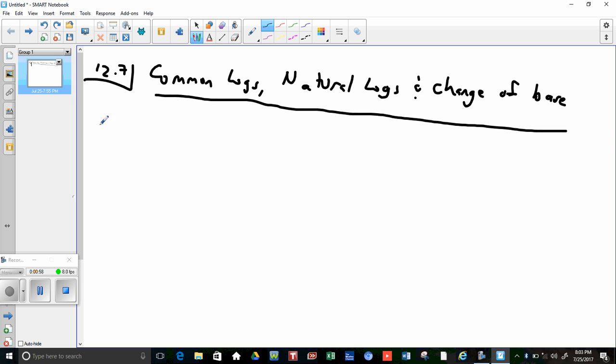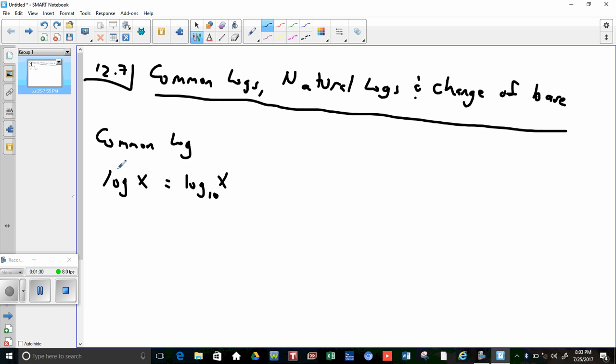Okay, so what is a common log? A common log is a log which has a base of 10. So if you just wrote log of x, that's what's called a common log. It is understood that if the base is not written here, that the base is 10. So this is the same thing as the log of x base 10.